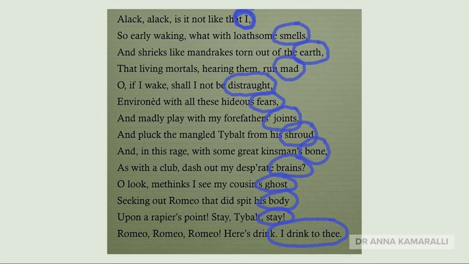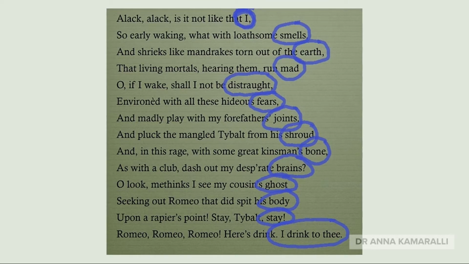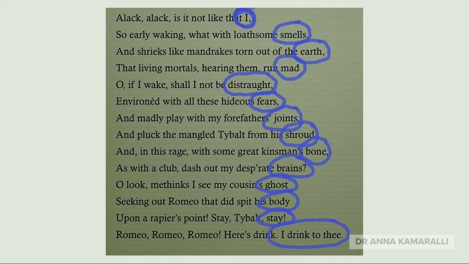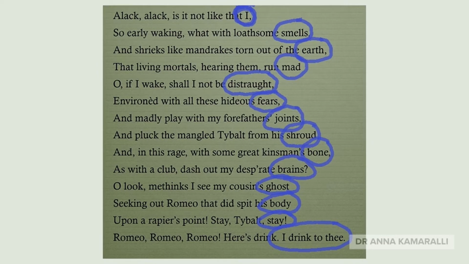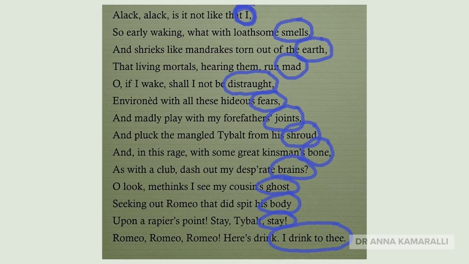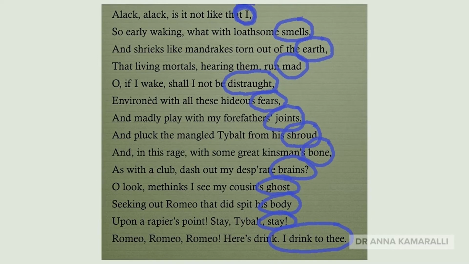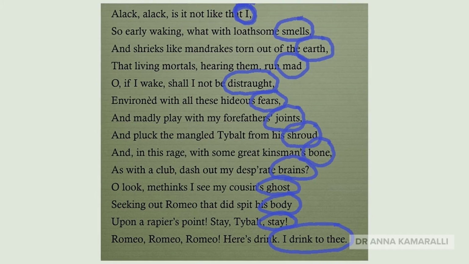Now, let's imagine that you missed most of this speech because the globe is full of yahoos today and it's all noisy and crowded. Let's imagine you just caught the last word of each of these lines. If that were the case, you would still hear: I, smells, earth, mad, distraught, fears, joint, shroud, bone, brains, ghost, body, stay. And then again we get one of those instances where instead of a rush of long complicated words, it suddenly gets very, very simple, and we have those 4 monosyllables. I drink to thee.